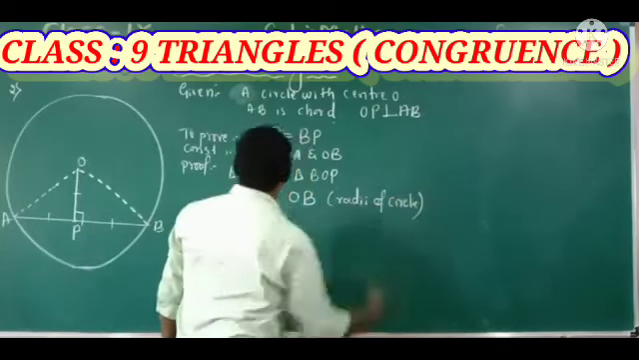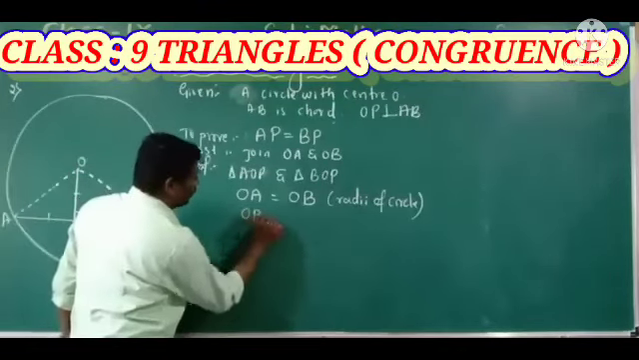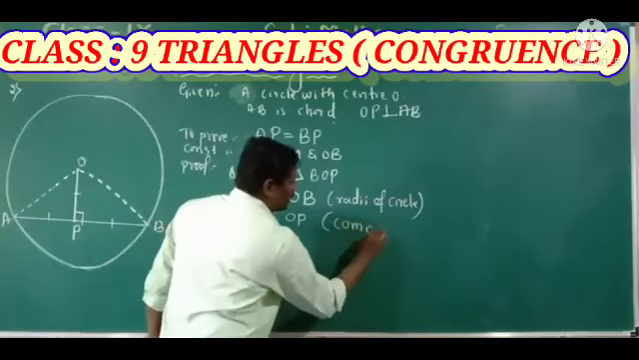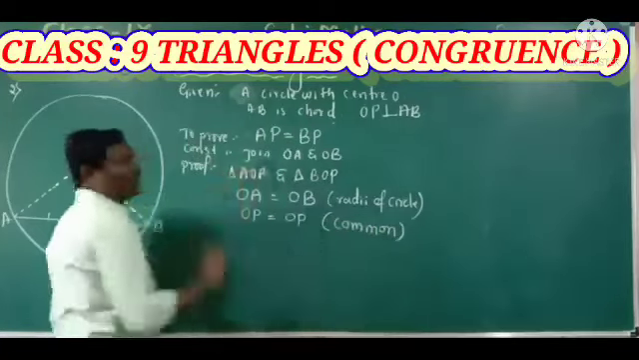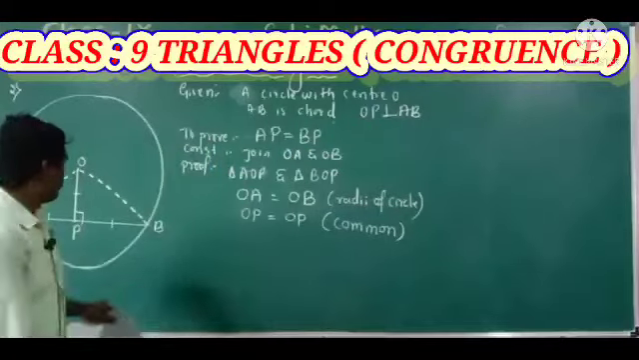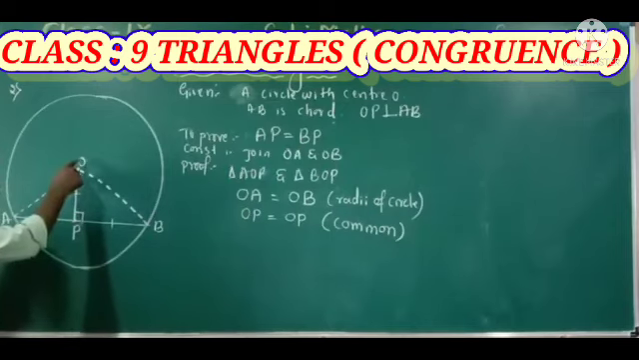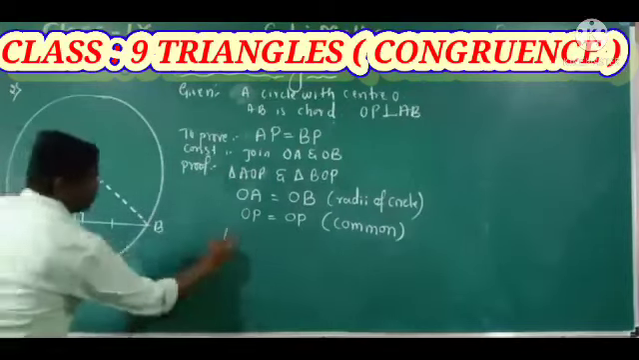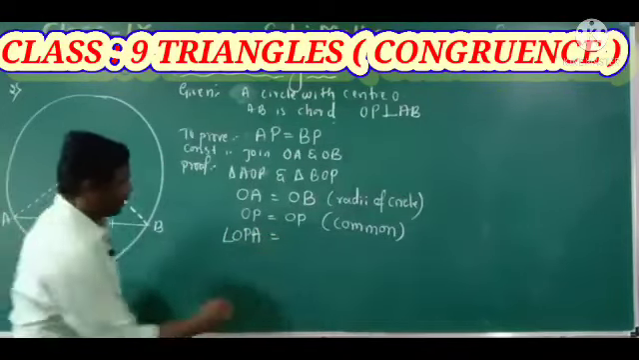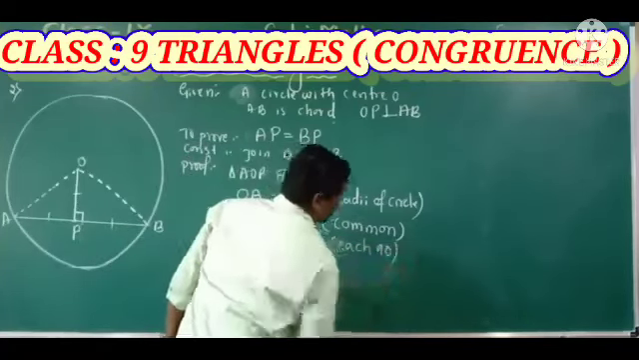of the circle. Next one, OP is equal to OP. Here OP is a common side for these two triangles, right? Next, if OP is perpendicular to AB, it means it will form a 90-degree angle at point P, right? So angle OPA is equal to angle OPB. Each angle is 90 degrees.